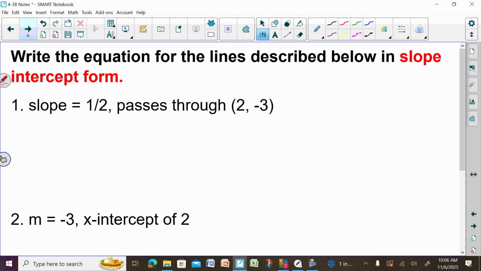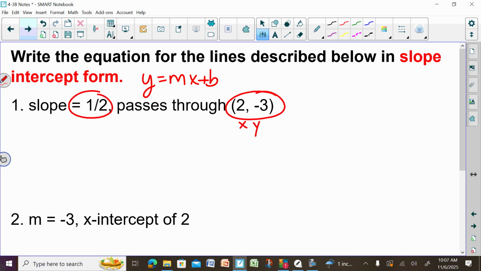So let's go ahead and try this. It says write the equation for the lines described below in slope-intercept form. So our end result needs to be this, but that's not where we start. Okay, we're going to start with point slope form. So they gave us a point. Here's my point. Here's the x and the y. And they gave us the slope, 1/2.